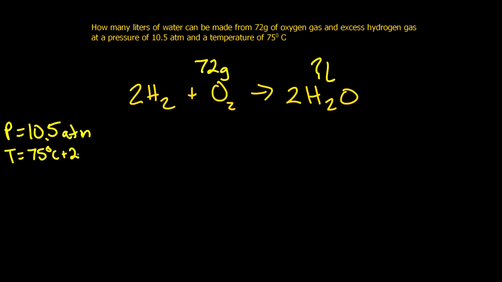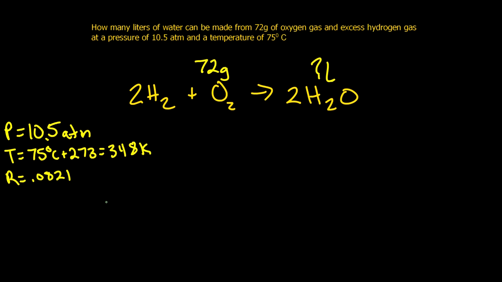We've got to change that to Kelvin, so we add 273. 75 plus 273, we get 348. Remember, always change temperature to Kelvins for ideal gas law or gas laws in general. Since we're in atmospheres, I'm going to go ahead and include my R constant, which is 0.0821. Alright, now we can begin from there. We got everything picked out.